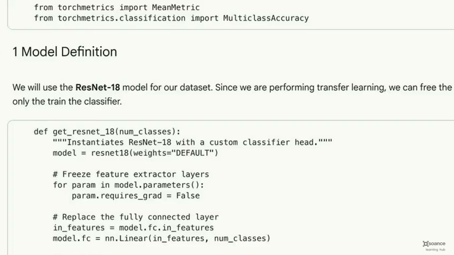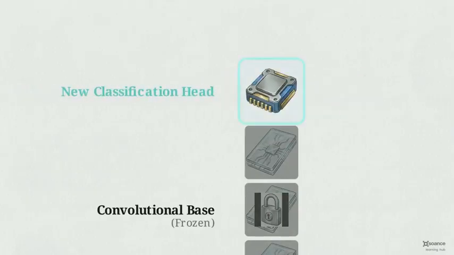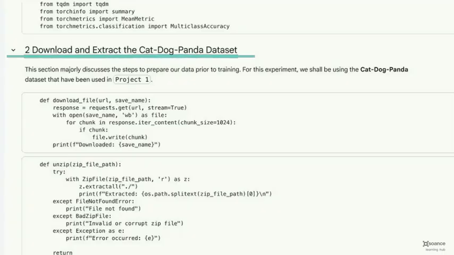Step 1. Load ResNet-18 and freeze its feature extractor to preserve pre-trained weights. Setting requires_grad to false locks these in place, preventing optimizer updates. Step 2. Replace the final output layer. We remove the original ImageNet classification head and attach a blank linear layer tailored to our custom classes. Freezing the convolutional base and swapping out that final classification head provides the mechanical foundation for almost all transfer learning pipelines. Let's test this setup using the cat-dog-panda dataset.